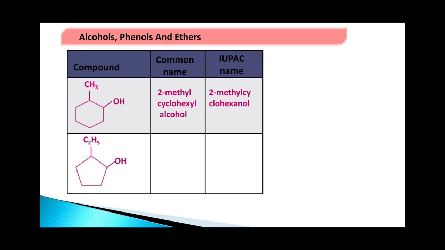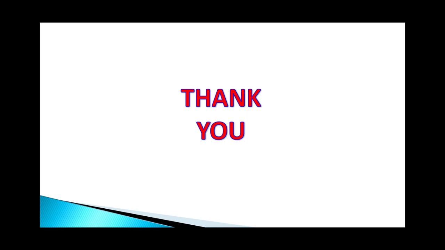Now one more example we have taken. A 5-member ring, but ethyl is going to be the prefix, a substituent. What is the position of ethyl? Second. Hence 2-ethylcyclopentyl alcohol, or the IUPAC name is 2-ethylcyclopentanol. Remember.